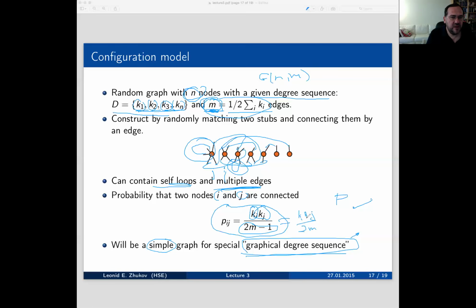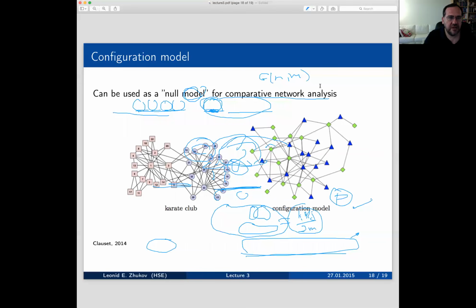Just remember this combination, ki kj divided by 2m. We'll see it many more times. Again, this is the probability that two nodes are connected in the configuration model. It is different from just p in the Erdos-Renyi random graph. So how do we use this model? Well, here's how it's used.